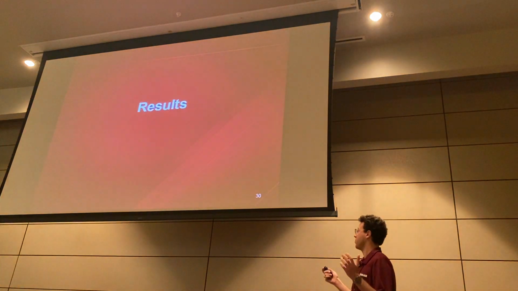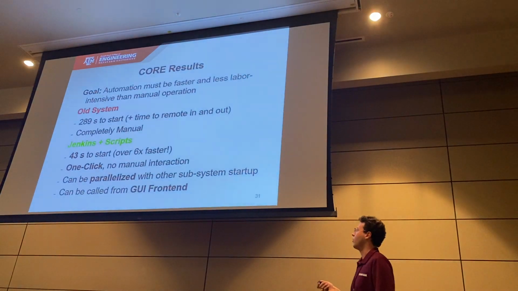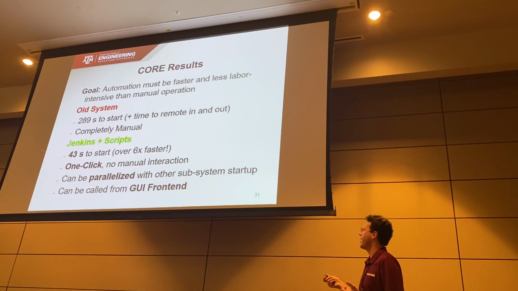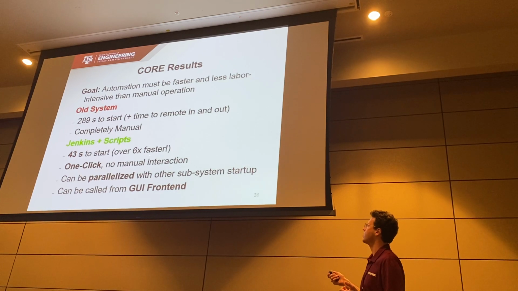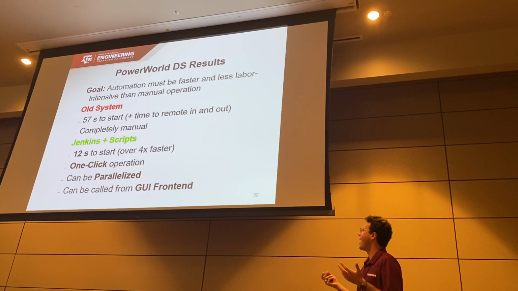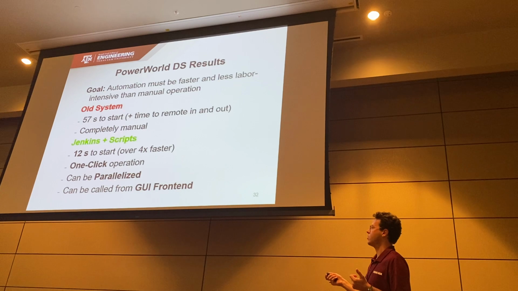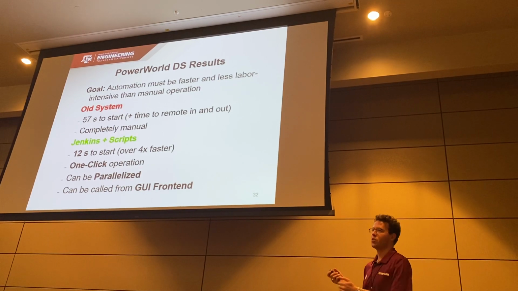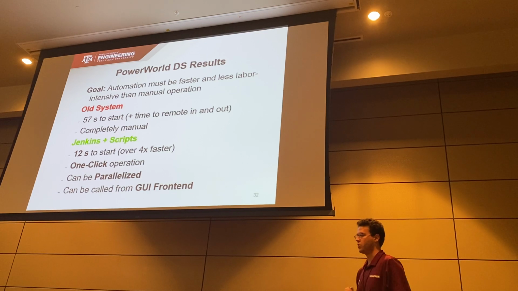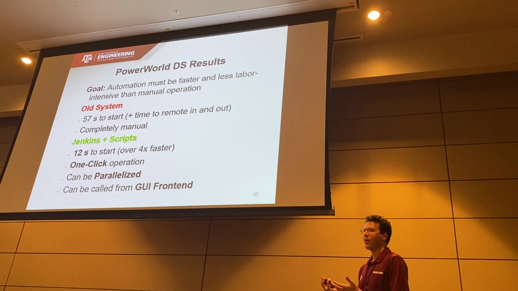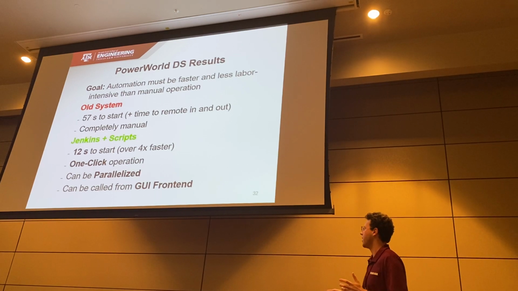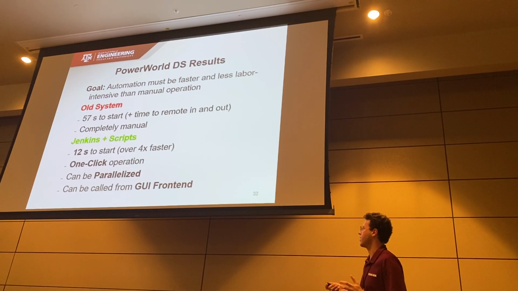So let's talk about results, because we all like those. Our old system took 289 seconds to start for our core job. Now it takes 43 seconds, which is 6 times faster. Same story with PowerWorld. It went from 57 seconds to 12 seconds. And this is very useful because it also has one-click operation. You don't have to remote in and out of the virtual machine. You can do it from anywhere. It can be parallelized, so you can start core, PowerWorld, and RTAC all at the same time. And it can be called from this GUI front end.